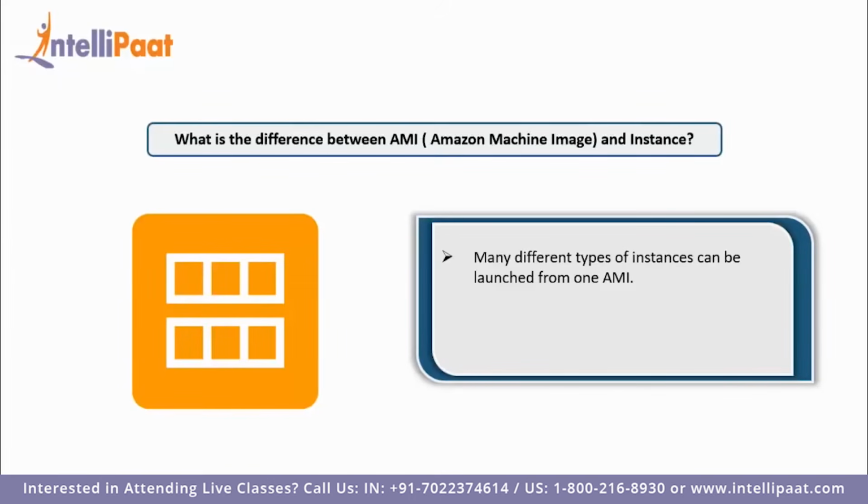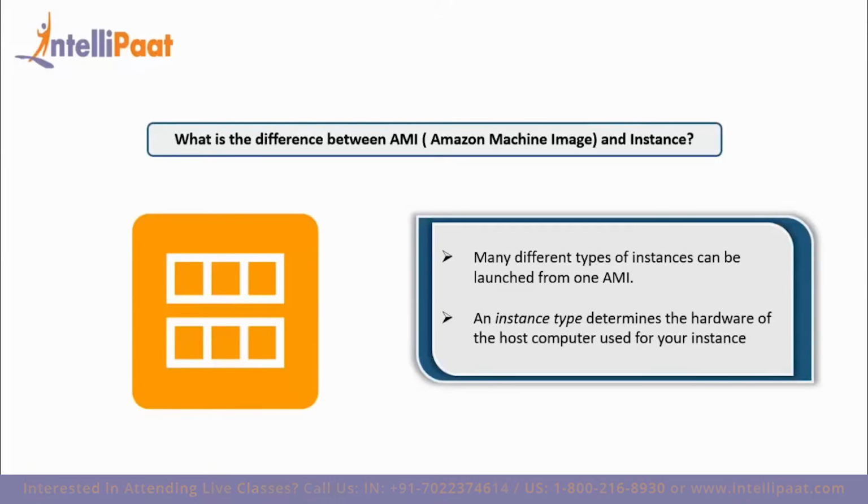Coming on to instances, what are instances? Instances are nothing but the hardware machines on which you will install an AMI. Like I said, AMIs are templates which can be installed on machines. These machines are called instances. And again, instances also have types based on the hardware capacity. For example, a 1 CPU and 1 GB machine is called T2.micro.